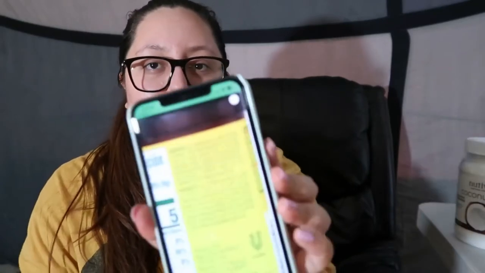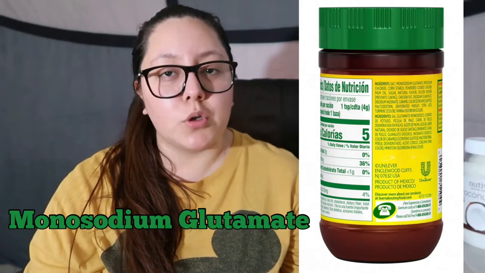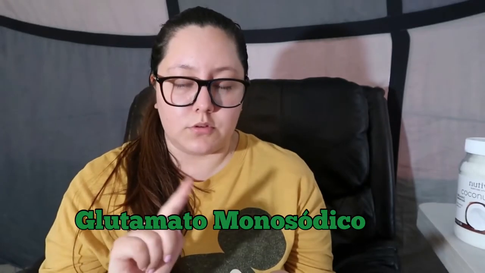So right from the bat, you can see, I'll insert a picture, and the second ingredient will be what? Monosodium glutamate. You're like, what the heck is that? Like, what is that, right? En español, se dice glutamato monosódico. Si no lo pronuncio bien, discúlpeme, ¿ok?